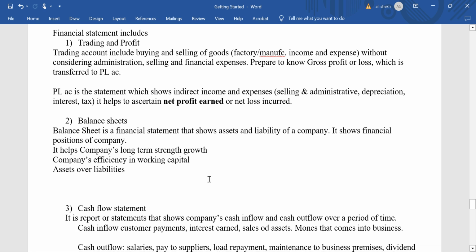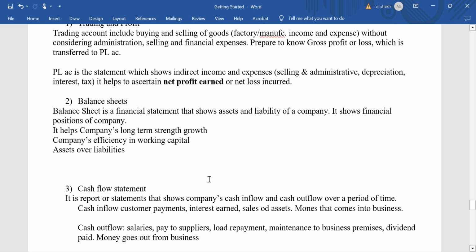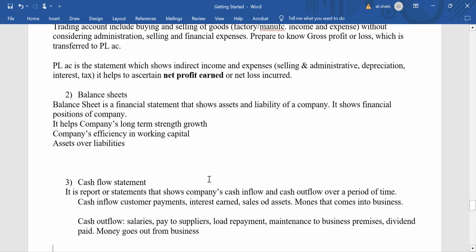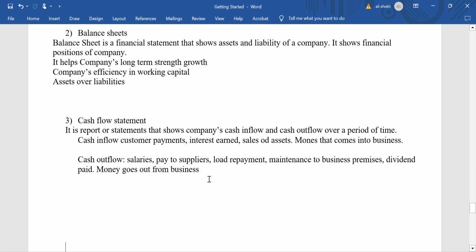Okay, so the next financial statement is the balance sheet. Balance sheet is a financial statement that shows assets and liabilities of the company. It shows the financial position of the company. Balance sheet helps show the company's long-term strength and goals, efficiency in working capital, and assets over liabilities.